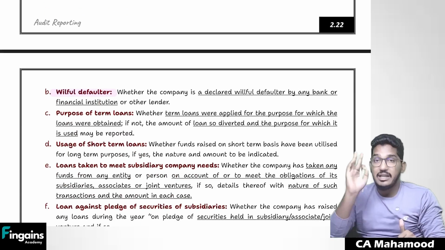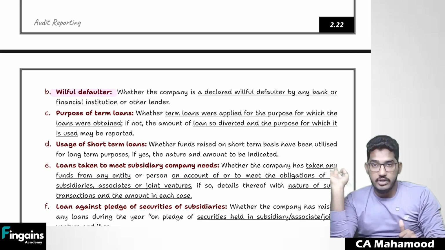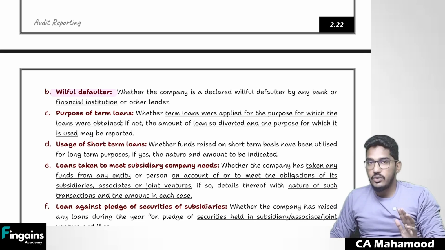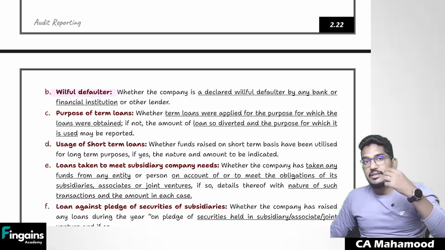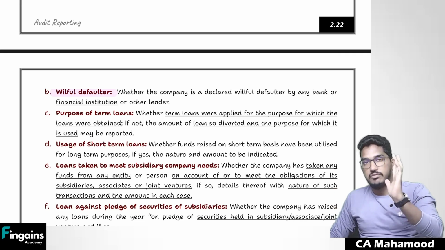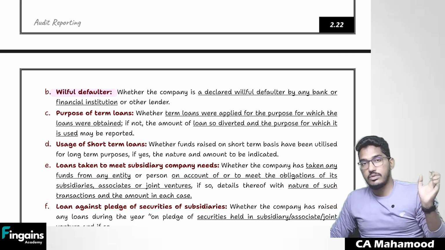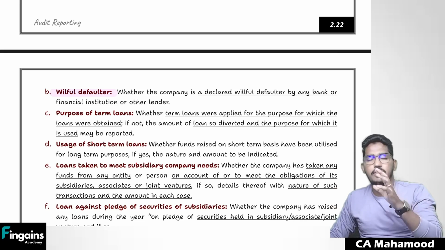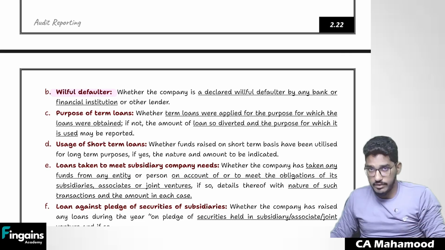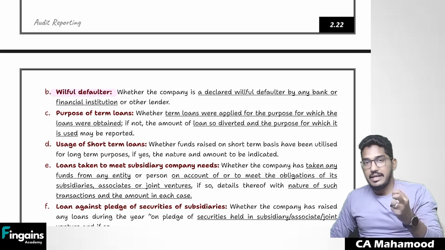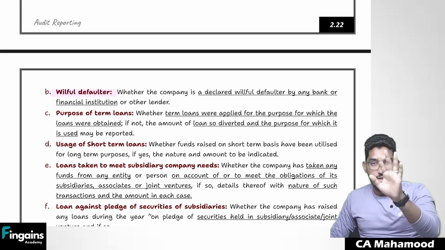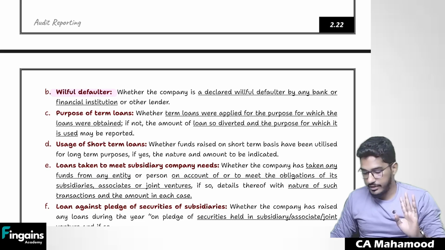Number 2, whether your client has been declared as a willful defaulter by any lender. Your client has taken a loan, but they have violated some terms and conditions regarding the loan they have taken, and their account has been classified as willful defaulter. Sir, how will you get to know? If you go through their credit score reports, CIBIL score reports, you will get to know whether they are classified as willful defaulter. So that is the second point I have to comment on, whether the client has been declared as a willful defaulter by any lender.